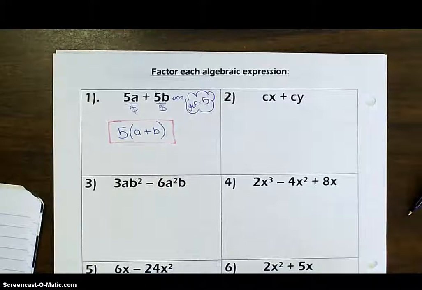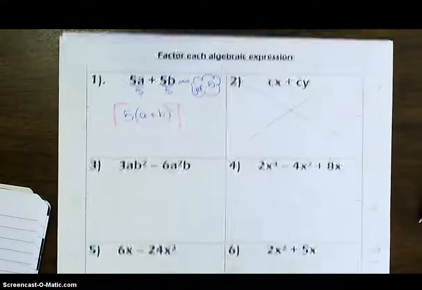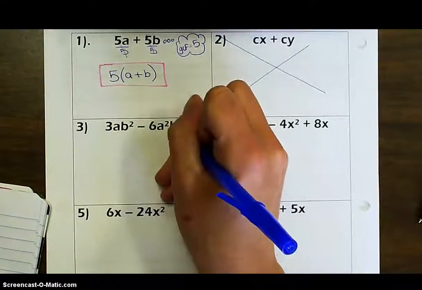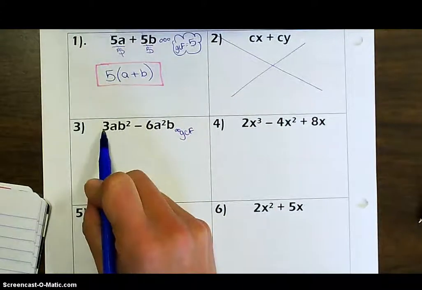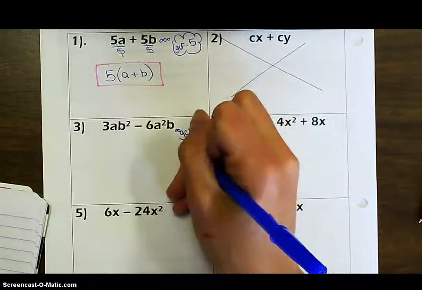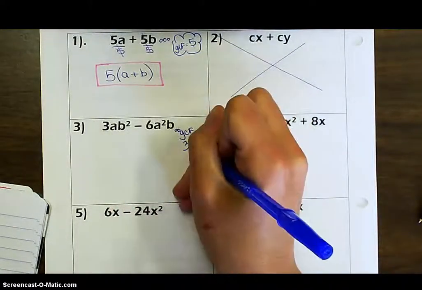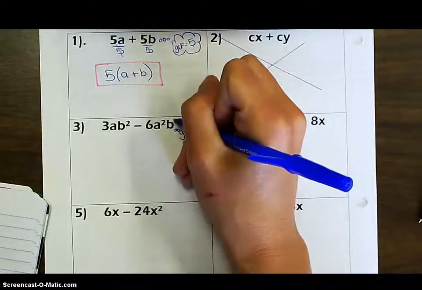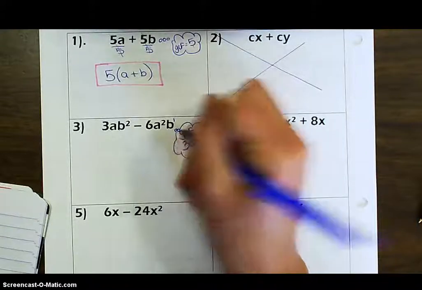All right, let's go ahead. We're going to skip number 2. Let's take a look then at number 3. The first thing you have to do is figure out what your GCF is. Between 3 and 6, what's the biggest number that goes into 3 and 6? Well, that would be 3. We have a to the first, a to the second, so your GCF is just a. B squared, b, so this is to the first power. How many b's do they have in common? Just 1. So there's my GCF.